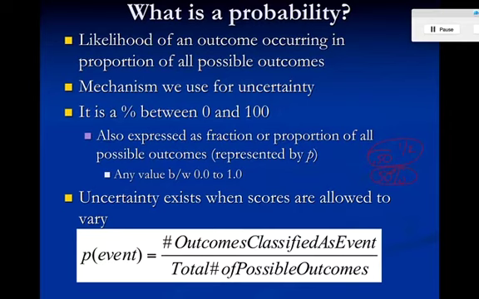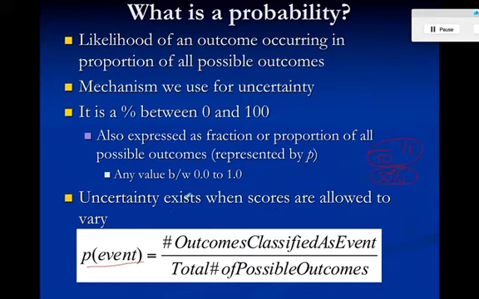So when we calculate probability, this is the formula that we use. Probability, which here we represent with our lowercase p, is the likelihood of our event occurring, the one that we want. Let's say that we flip a coin and we want it to land on heads. In the numerator of our fraction, we have the number of outcomes classified as our particular event. So let's say we want to know the probability of our coin landing on heads.